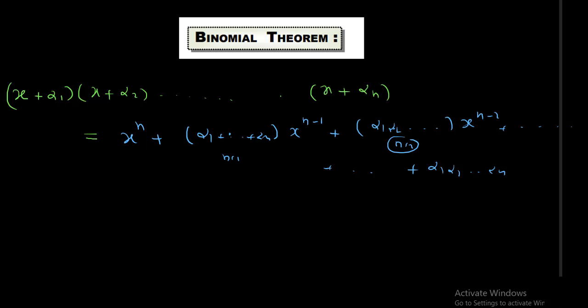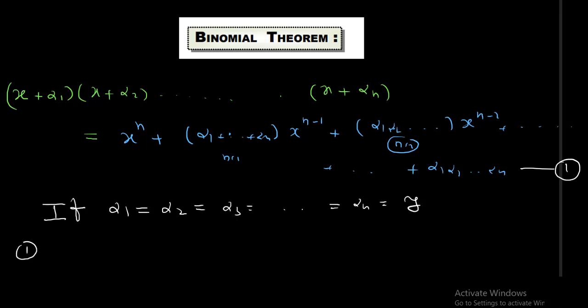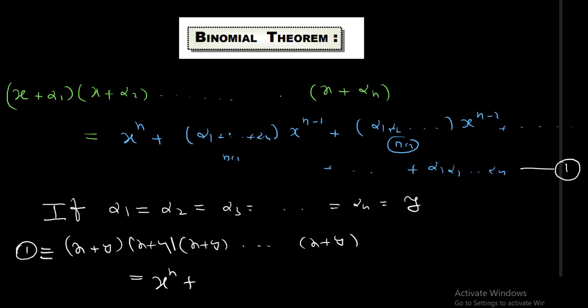Okay. Now, important thing. If alpha 1 equals alpha 2 equals alpha 3 equals, and so on, alpha n equals some y, what happened to equation 1? That is the interesting thing. Observe all of you. X plus y into, and so on, x plus y. The exponent is as it is: plus y plus y plus y, all y's only. How many y's? NC1 y's. So I can say NC1 into y into x power n minus 1.